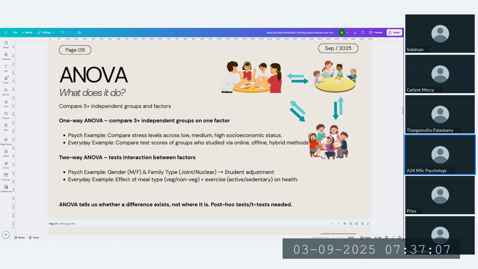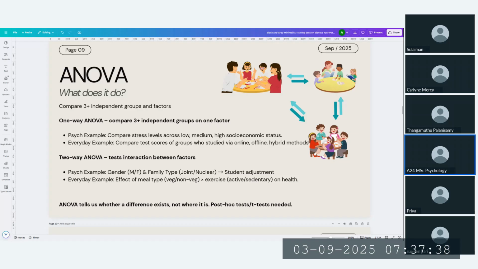See, there are multiple parameters you are dealing with. So when you gather data, you will use ANOVA to analyze this. Another everyday example is meal type, whether vegetarian or non-vegetarian, and active or sedentary lifestyle. What is the effect of those groups on overall health? You would use ANOVA to analyze.